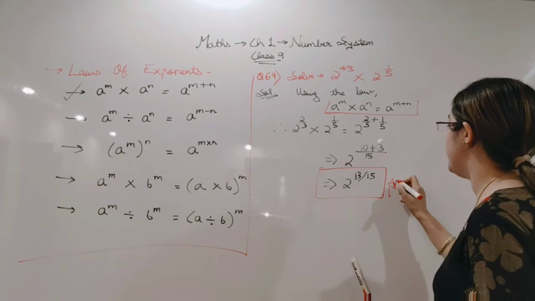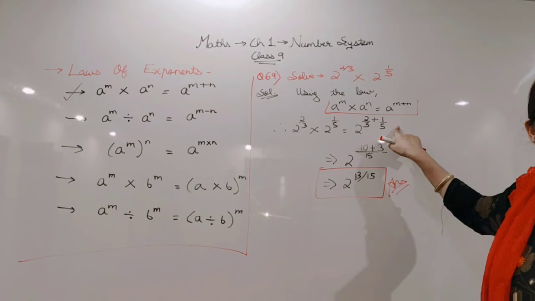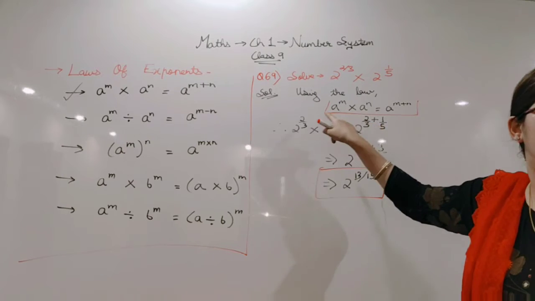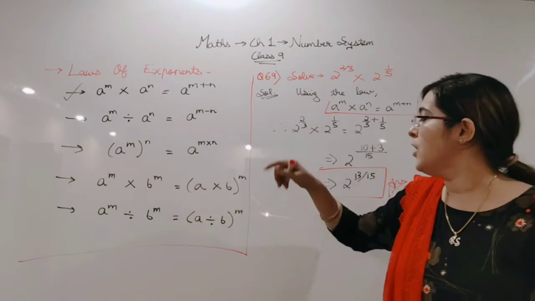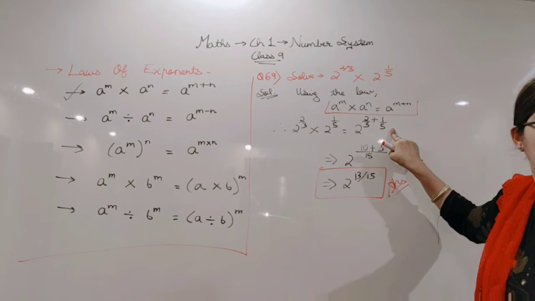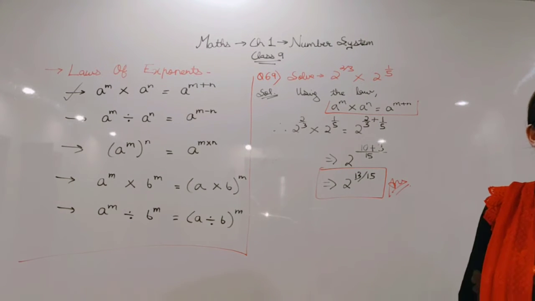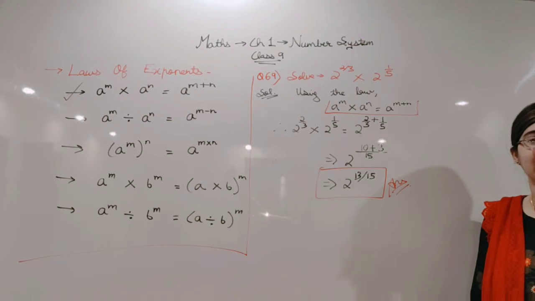What have we done? First we decided which law we have to use. Since the bases are the same, we applied the first law. Here the base is 2 and the powers are 2 by 3 and 1 by 5. We have added the powers and we have got the answer 2 to the power 13 by 15.